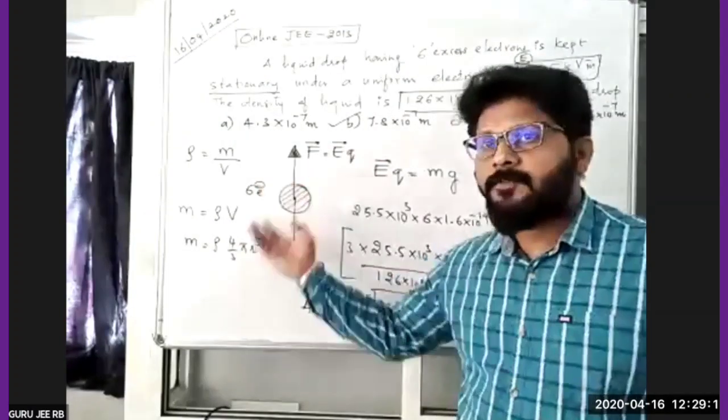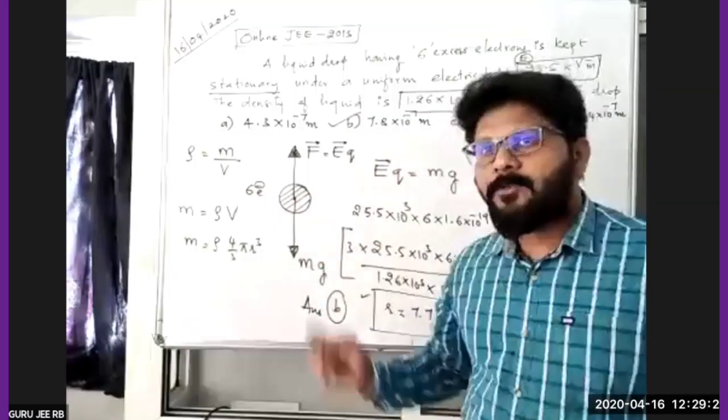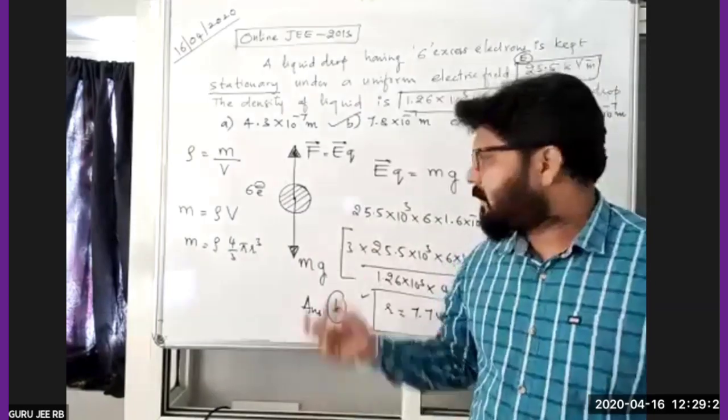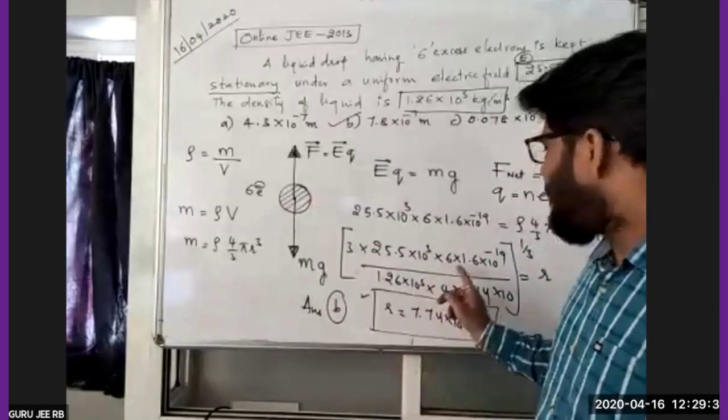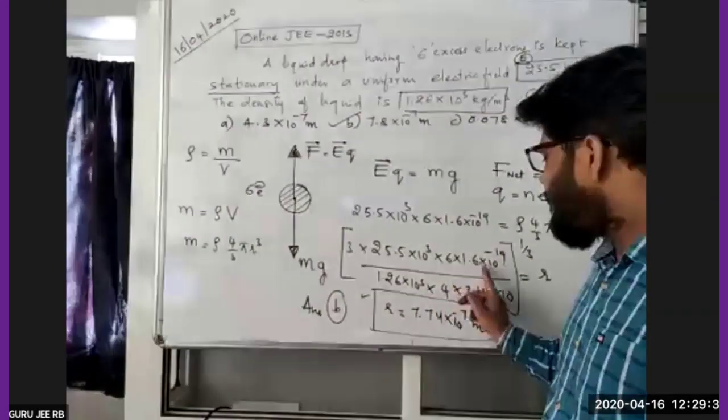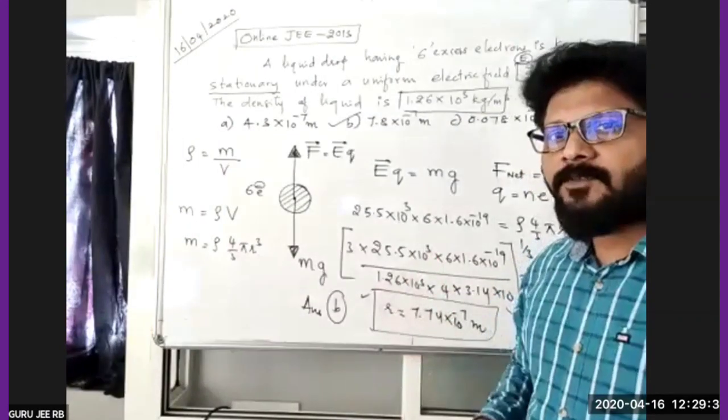Next thing, we have to equate both the things. The net force should become 0. F should be equal to EQ. Then we'll be equating it. Then we are trying to convert the Q into N into E. N is nothing but 6. E is nothing but charge of electron, 1.6 into 10 to the power of minus 19.